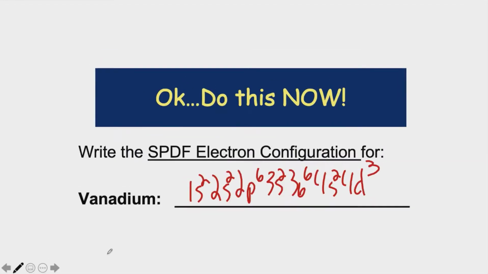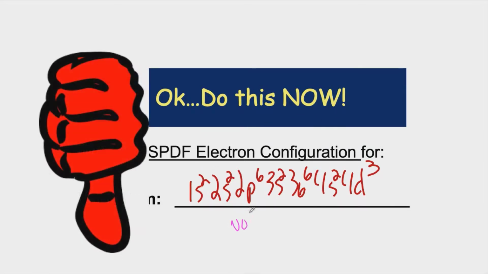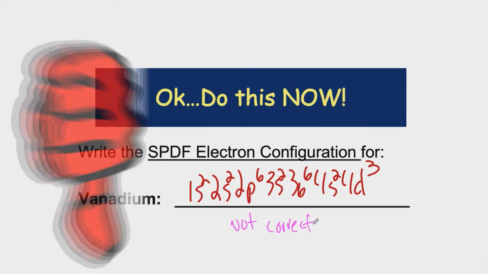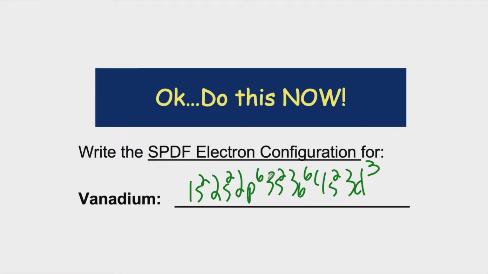So I bet many of you guys at home got 1s2, 2s2, 2p6, 3s2, 3p6, 4s2, 4d3. But guess what? This is not correct. So we have to see where you went wrong. The reality is vanadium's electron configuration is actually 1s2, 2s2, 2p6, 3s2, 3p6, 4s2, 3d3. Now you're probably sitting there going, wait a second, vanadium is in the 4th principal energy level.